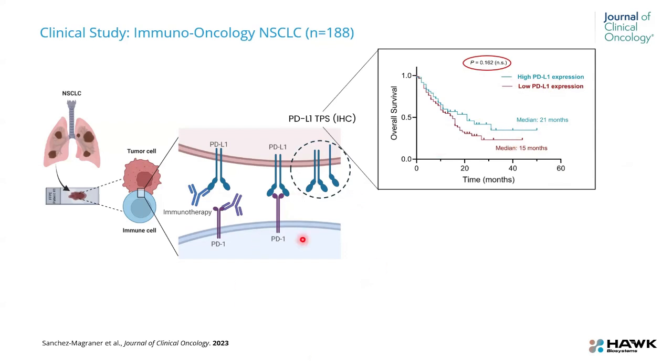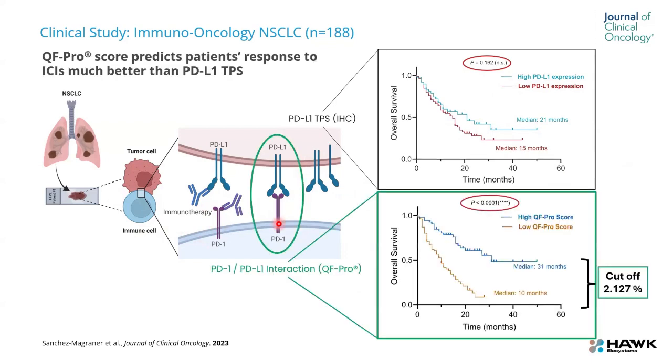But we thought, okay, these immune checkpoint inhibitors are actually targeting the interaction. Why don't we quantify the interaction? And we did that with our QFPro assay. And we could see that QFPro provides a significant predictive value in these patients. So patients with a high interaction level responded significantly better compared to the ones with lower states.